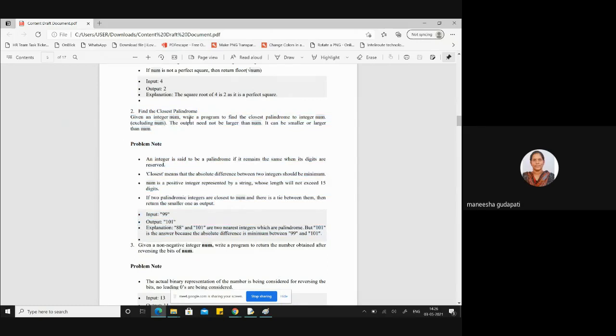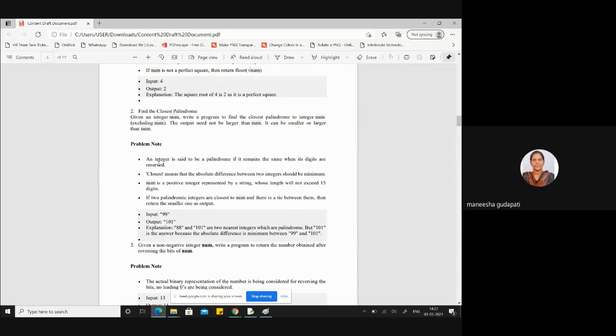So find the closest palindrome. Given an integer number, write a program to find the closest palindrome to the given integer, excluding the number itself. So even though the number is a palindrome or not, you should not check that. You have to find out the closest palindrome to that number. The output need not be a larger number. It can be smaller or larger than the number. That means you have to find the nearest palindrome, whether it is smaller or larger.